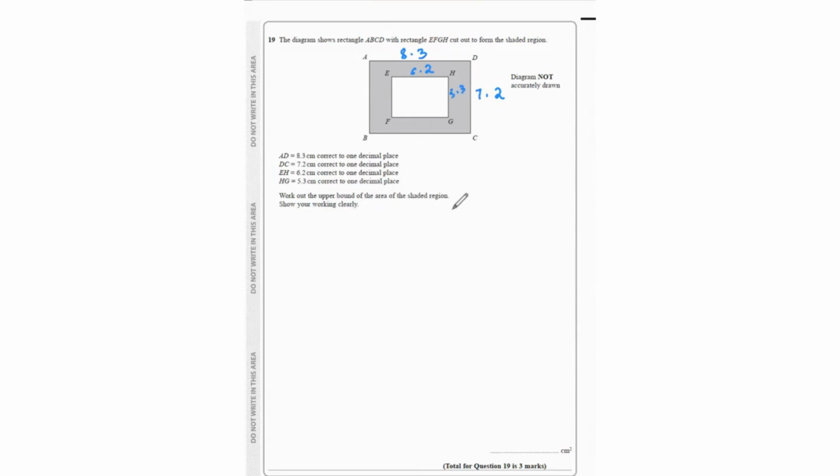So for the upper bound of the area of the shaded region, what we do is we subtract the upper bound of ABCD and the lower bound of EFGH. So basically the upper bound of the area of ABCD minus the lower bound of the area of EFGH. That is going to give us the upper bound of the area of the shaded region. The reason we're doing this is because to get the shaded region, we subtract the areas. So when there's subtraction, and you're trying to find the upper bound, it's upper bound minus lower bound.